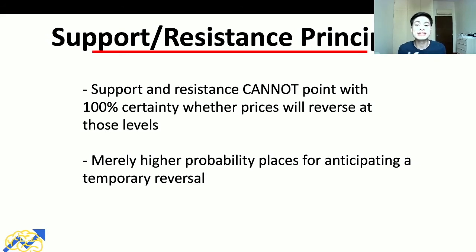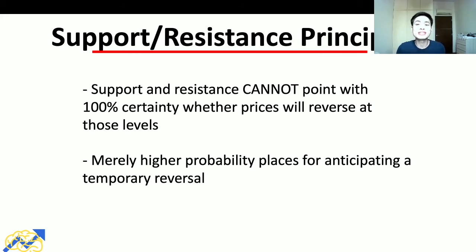What support and resistance levels do for us is that it gives us a higher probability of anticipating where prices are likely to reverse. Even though support and resistance levels are one of the most powerful technical indicators out there, it works similar to other technical indicators in the regard that it does not predict with 100% certainty.